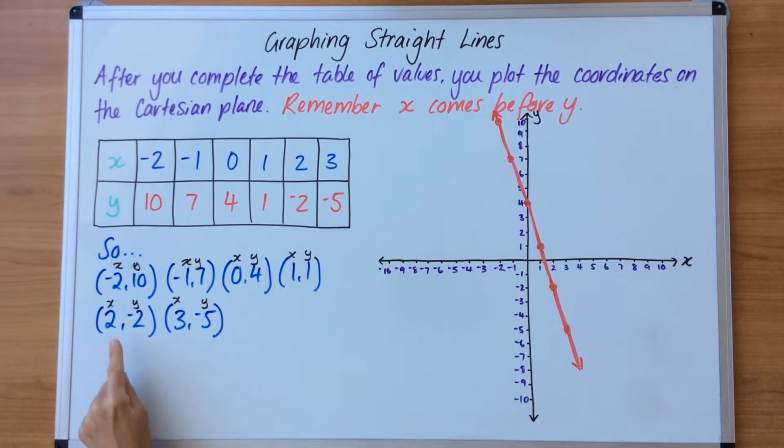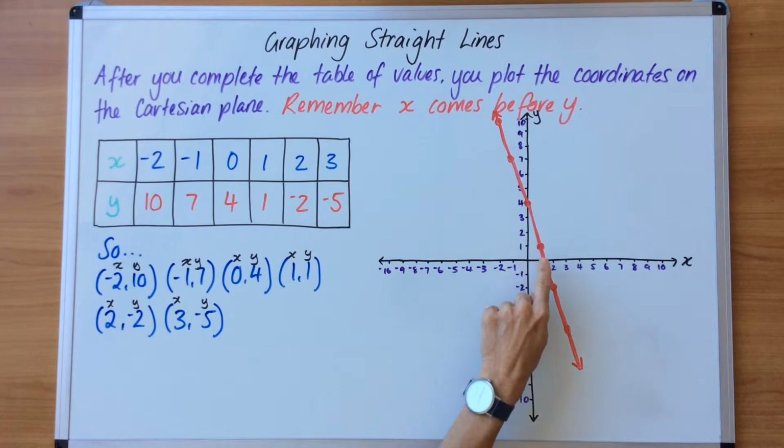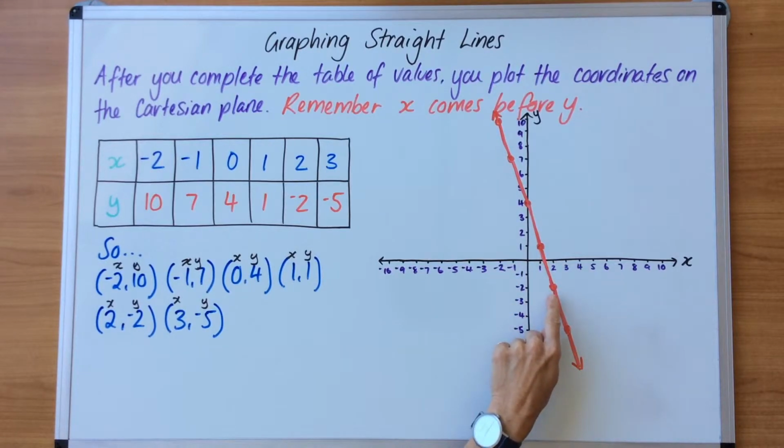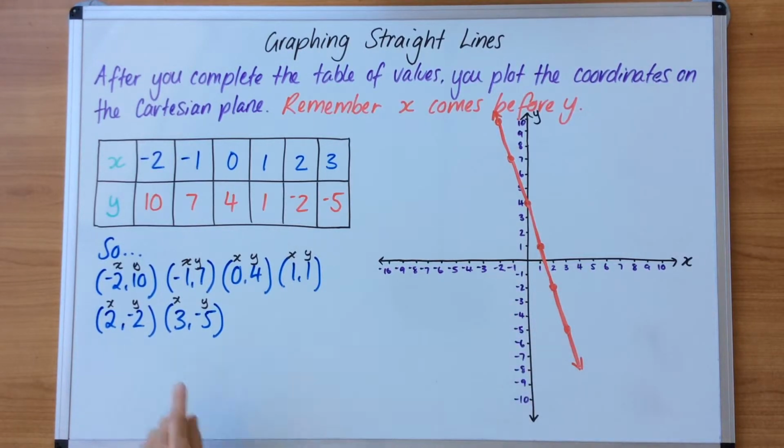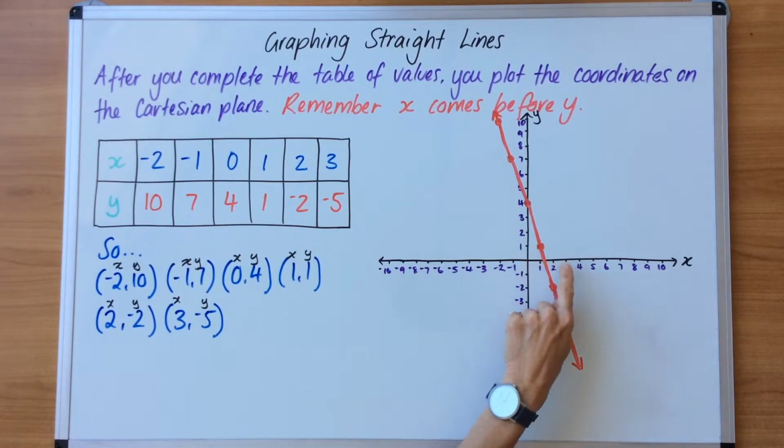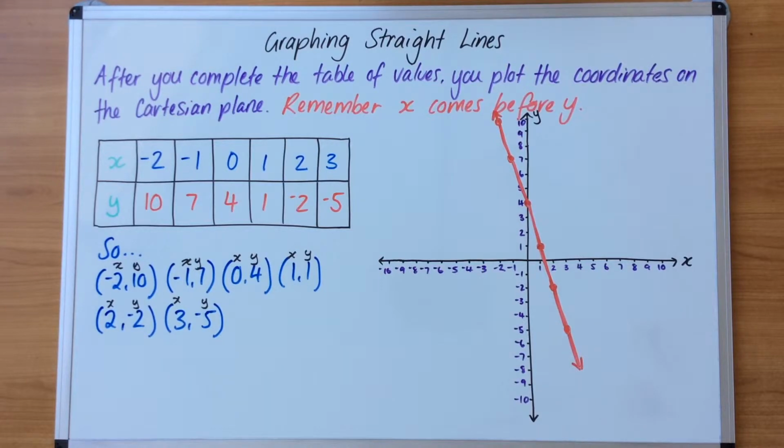Place a dot. 2 and -2. We start in the middle, we go out to 2 and down to -2. We put a dot. And then we go 3 and -5. We go out to 3, down to -5 and put a dot. And as you can see, once I've done that, you should see that you have a straight line there. You grab your ruler, rule through it and put 2 arrows on the end.